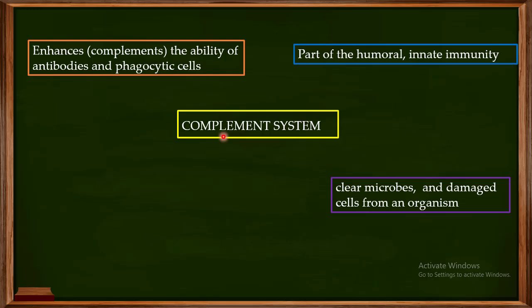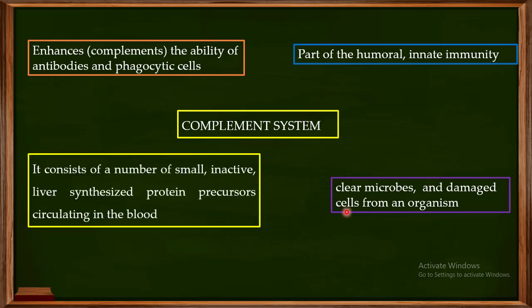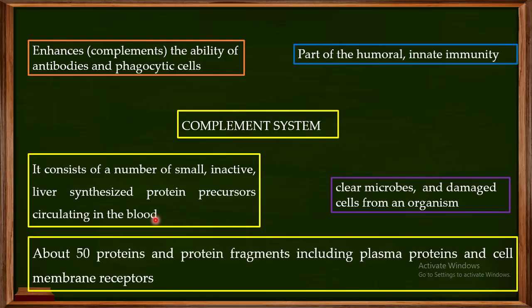This complement system is very important to clear the microbes and the damaged cells from an organism. It consists of a number of small, inactive, liver synthesized protein precursors circulating in the blood. Most of the complement proteins are synthesized by the liver, but some are synthesized by the macrophages as well, though most are synthesized by the liver in their inactive form.